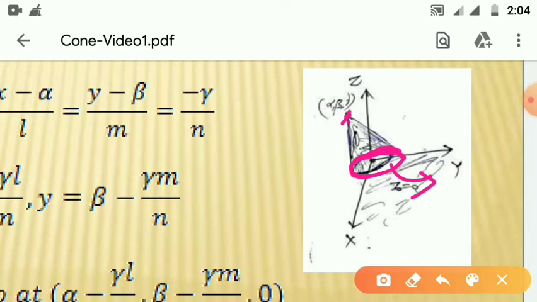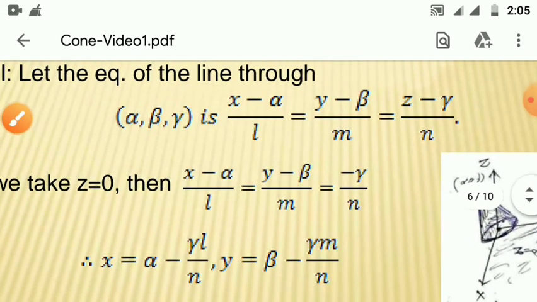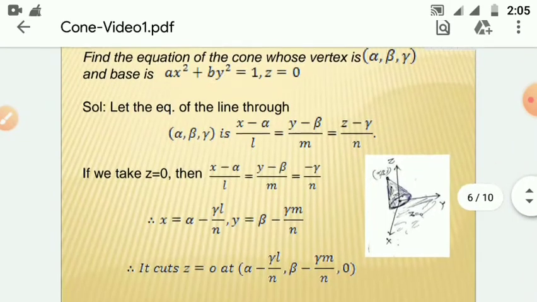vertex. So we have to take a straight line passing through alpha, beta, gamma like this, and intersecting the guiding curve, we take a straight line like this. Actually this is the generator of this cone. So by substituting the required coordinates, obtaining the condition of the base curve in the equation of the base curve, we will find the equation of the cone finally.